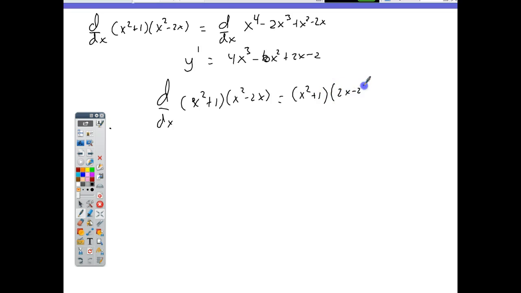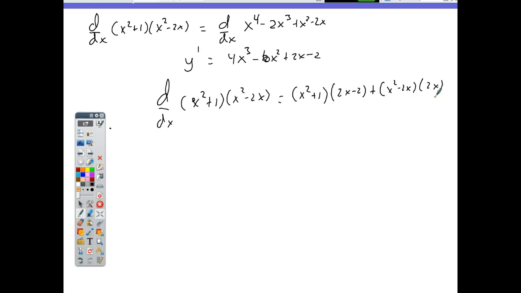What's the derivative of the second part? 2x minus 2. 2x minus 2, love it, plus the second one times the derivative of the first one. What's the derivative of the first one? 2x. Now I'm going to simplify. What should I get if I did this, if this works?